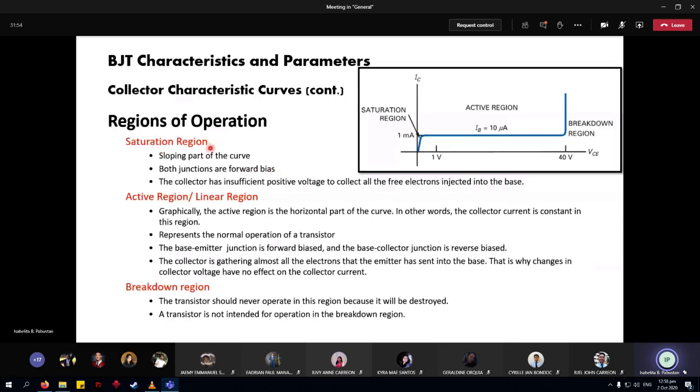For the saturation region, both junctions, that is the base emitter and then the collector base, they are both forward biased under the saturation region. The collector has insufficient positive voltage to collect all free electrons injected into the base.